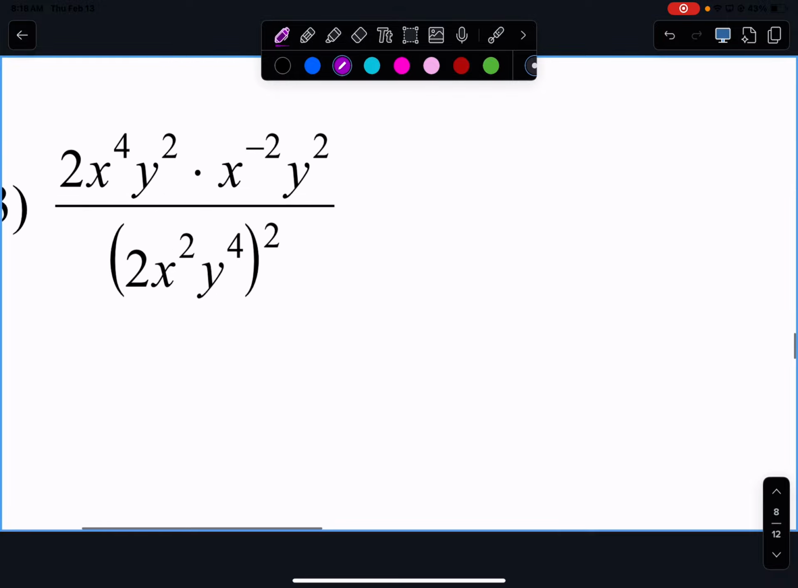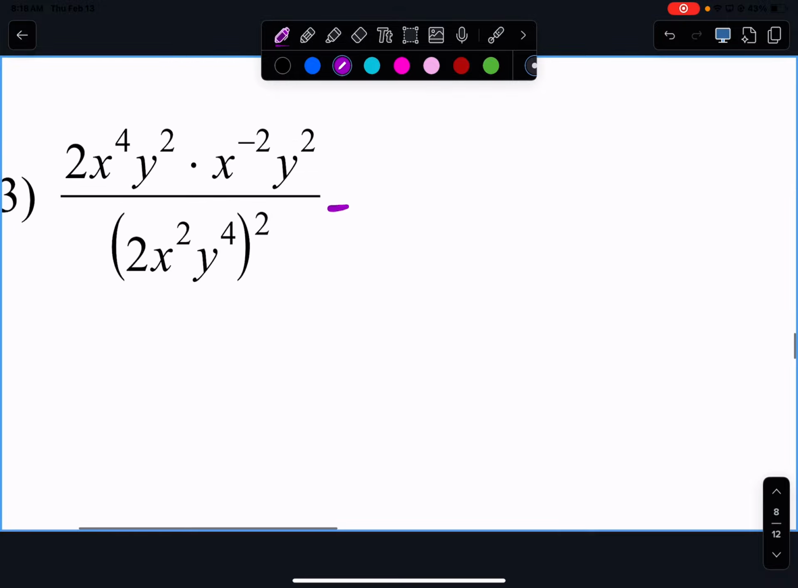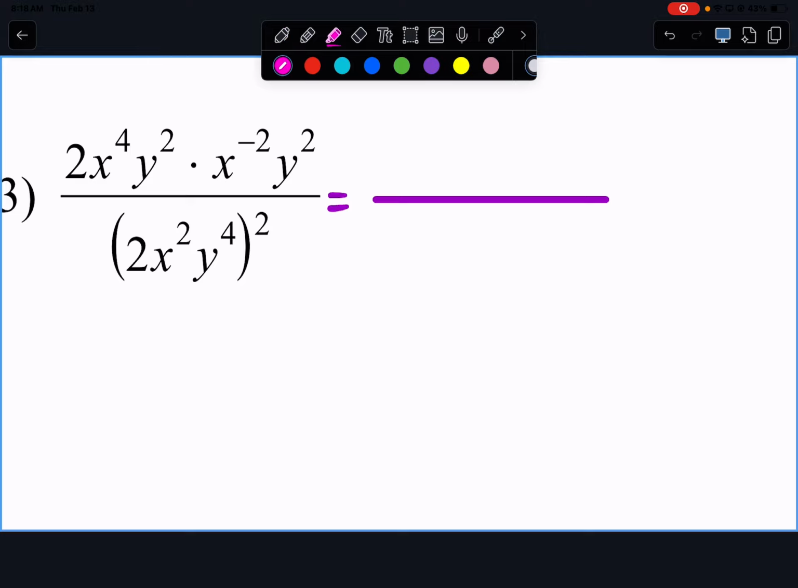Number 3. This is one where we can work our numerator first and then go back and do our denominator. If I want to multiply these together, I know that 2 is going to stay there. What will I get for the exponent on my x when I multiply those two terms together? 2, because we do 4 plus negative 2. What will the exponent on my y be? 4, because we do 2 plus 2. We add those two and we add those two.